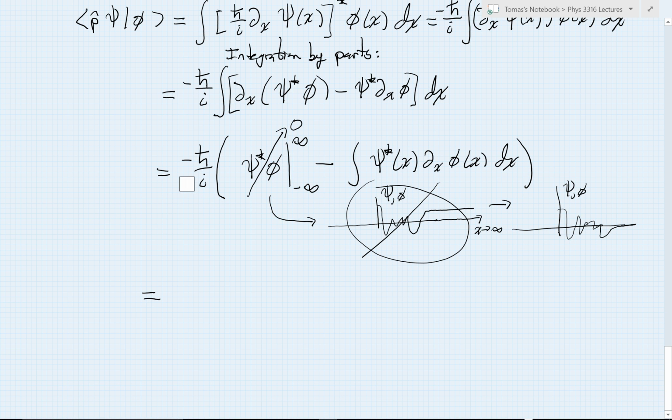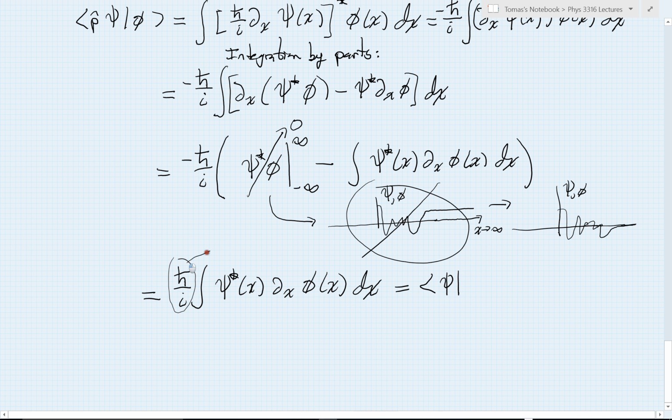So that pesky minus sign that came from the i actually goes away because of the other minus sign from the integration by parts. And I have ħ over i, the integral of ψ*(x) times d/dx of φ(x), integrated with respect to x. And of course, that is simply the inner product of ψ with now exactly my momentum operator, right? Because this ħ over i can be moved into the integral right before the derivative. That then is exactly the momentum operator applied to φ.